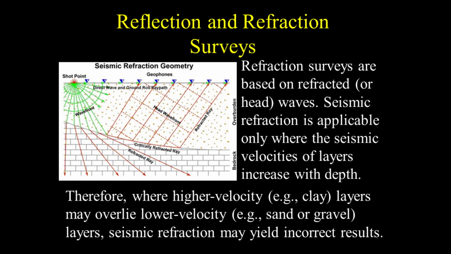Let's add an important observation about reflection and refraction seismic surveys. Refraction surveys are based on refracted or head waves. Seismic refraction is applicable only where the seismic velocities of layers increase with depth. Therefore, where higher velocity, that is, clay, layers may overlie lower velocity, that is, sand or gravel layers, seismic refraction may yield incorrect results.